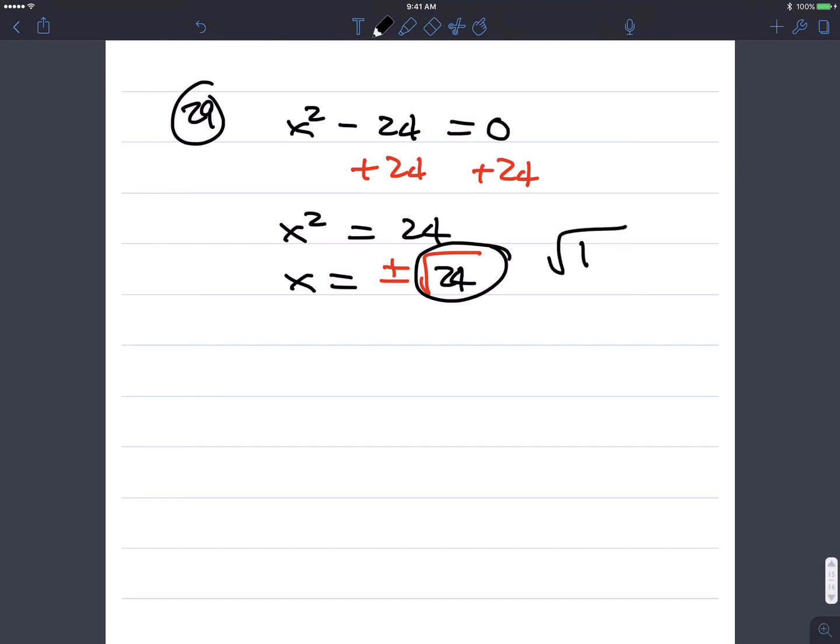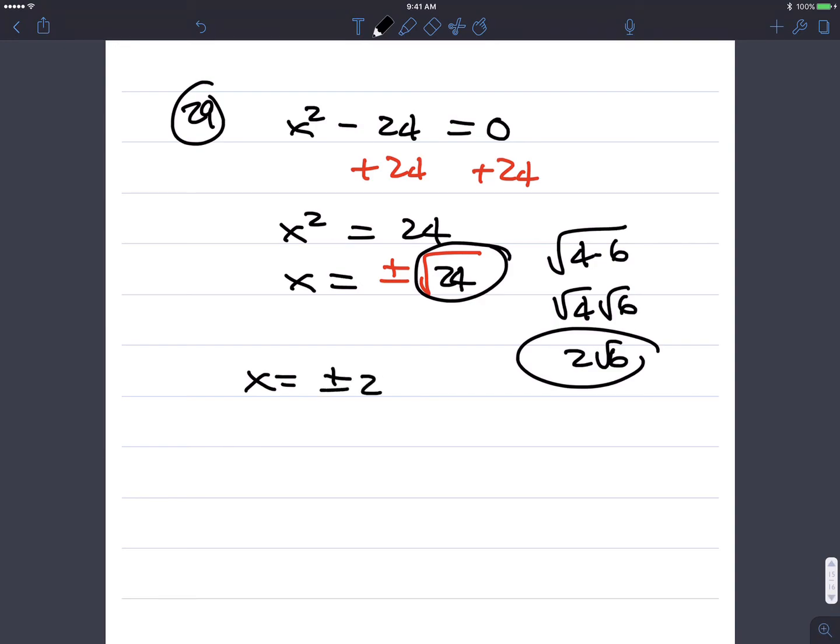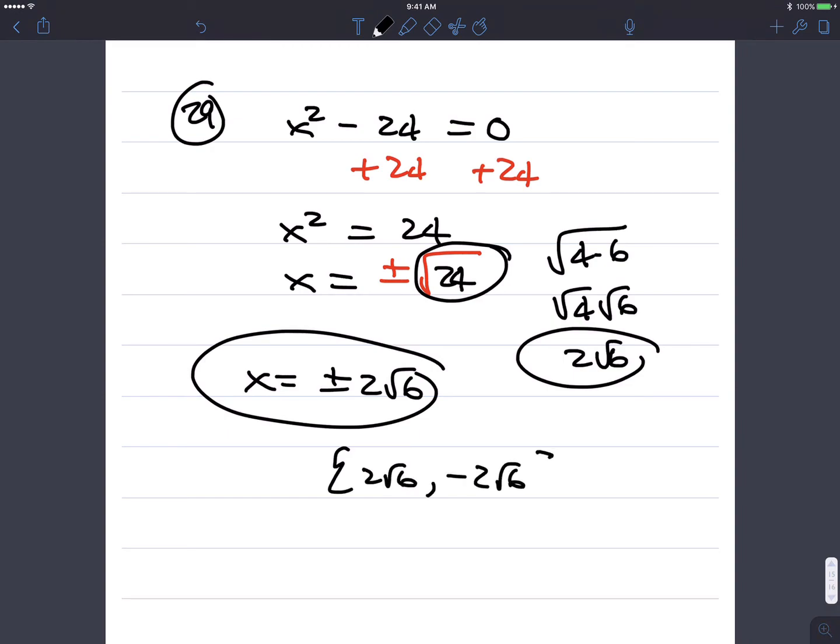And this is 4 times 6, the square root of 4, square root of 6. It is 2 times the square root of 6. x is plus or minus 2 times the square root of 6. So you got two answers: 2 times the square root of 6 and negative 2 times the square root of 6.